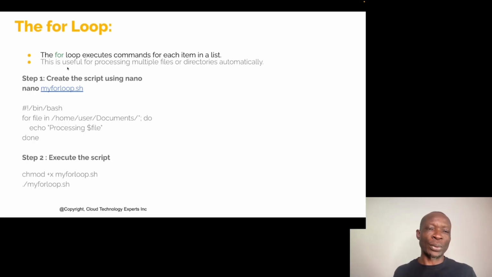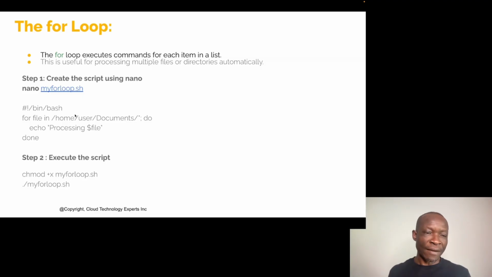So the for loop executes a command for each item in a list, okay? So if you have 100 items, you can loop through them. Item 1, 2, 3 until 100. To a human being, that could be repetitive, that could be boring, but these are the areas where computer programs actually shine. They are very good at doing repetitive work over and over and over again and not getting bored, I hope. The for loop is useful for processing multiple files or directories automatically.